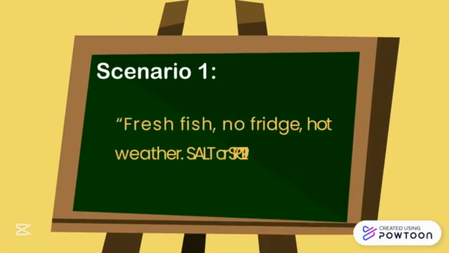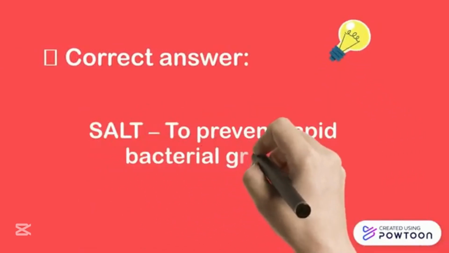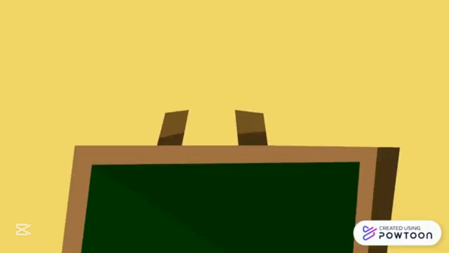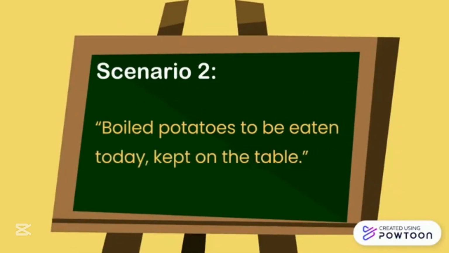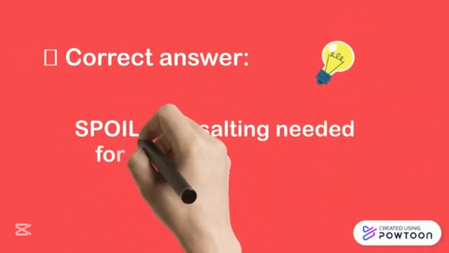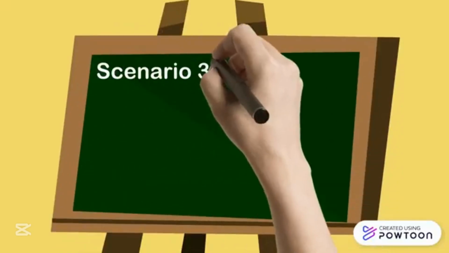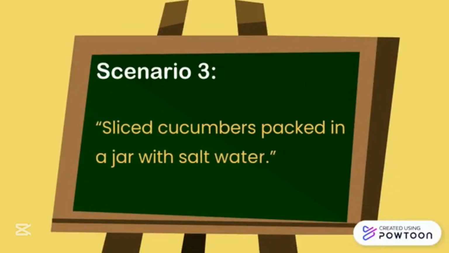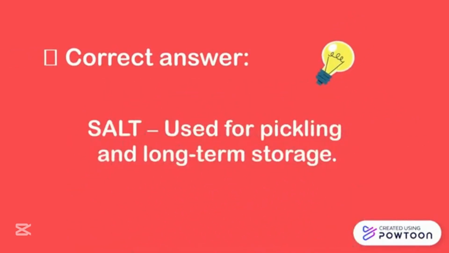First scenario, fresh fish, no fridge, hot weather. Salt or spoil? The correct answer is salt to prevent rapid bacterial growth. Second scenario, boiled potatoes to be eaten today, kept on the table. The correct answer is spoil. No salting needed for short-term cooked food. Third scenario, sliced cucumbers packed in a jar with salt water. The correct answer is salt, used for pickling and long-term storage.